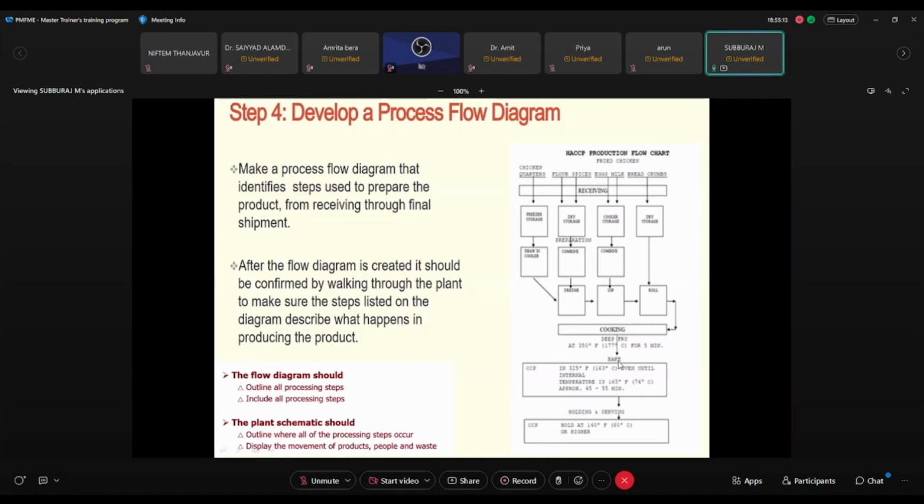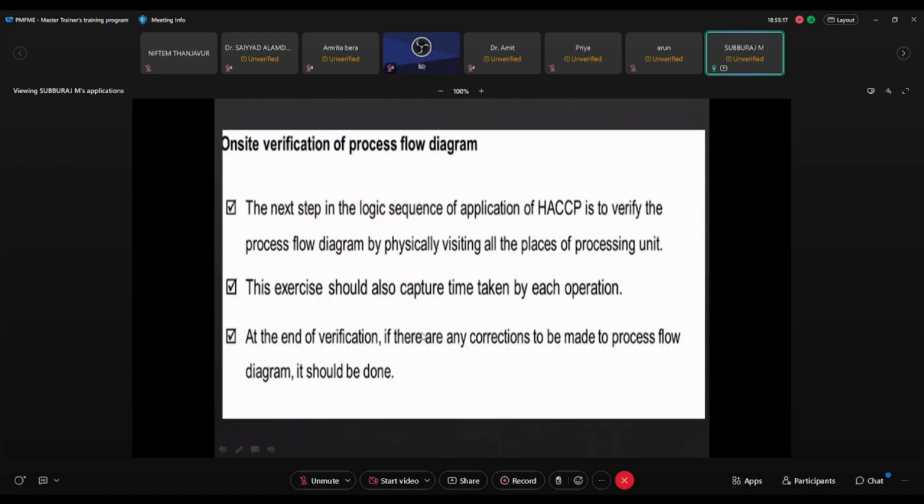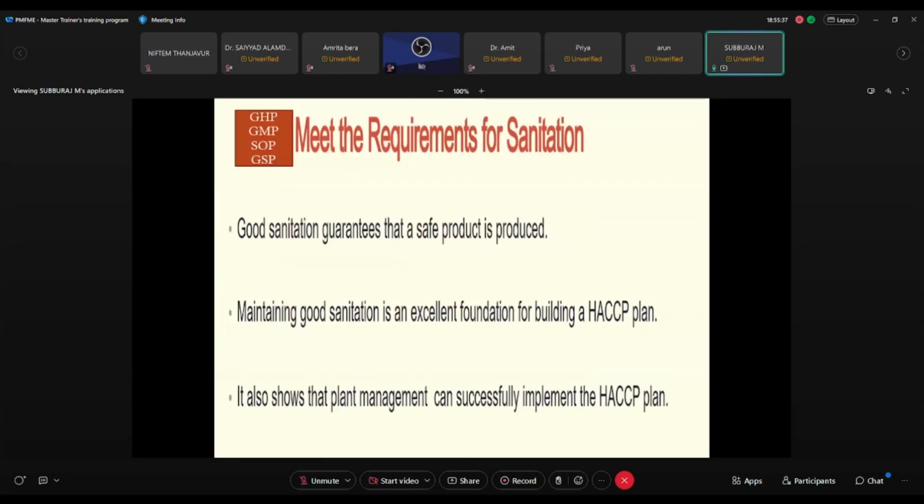Once all the things are completed, then we go for on-site verification. That is what I told: on-site verification, we have to go through each and every step and come to your room and then discuss where we have to put the critical control point, or where that control point should be. All the things you have to discuss and make accordingly.